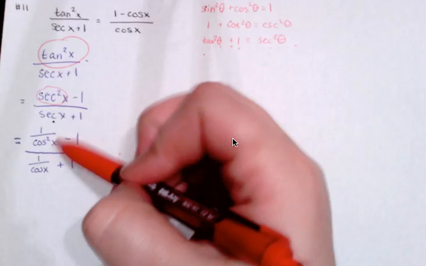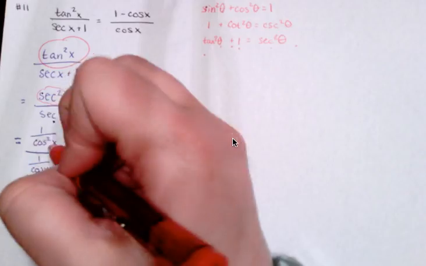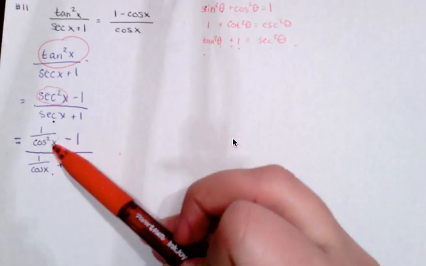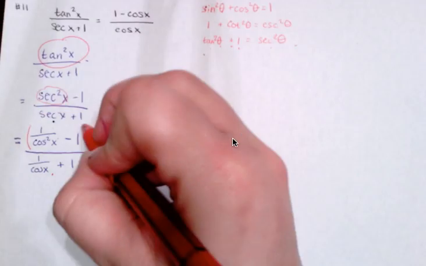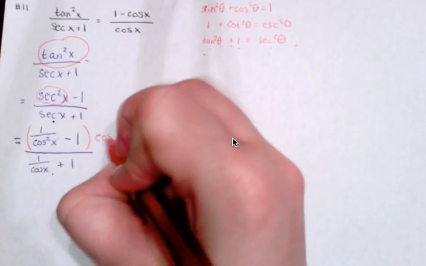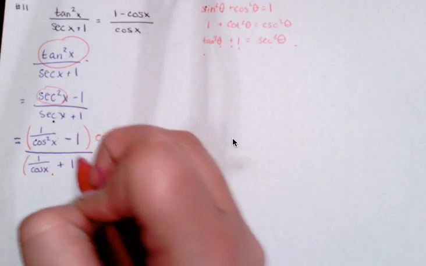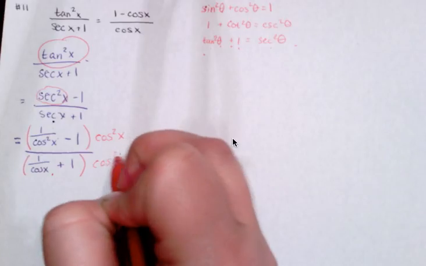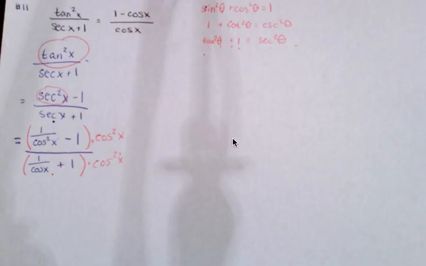Then I got fraction over fraction. That's gross, so I want to cancel that fraction out. Remember, to cancel this out, I'd have to times it by cosine squared. So I'm going to take the entire top and times it by cosine squared of x. Can't just times the top by cosine squared because that would change it. I also have to times the bottom by cosine squared, because cosine squared divided by cosine squared is 1.